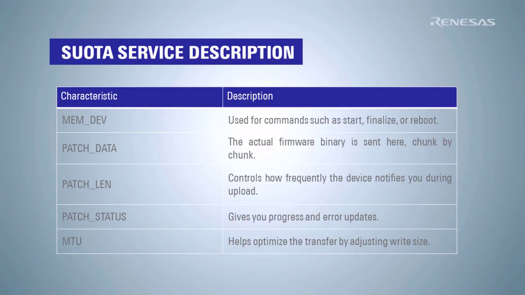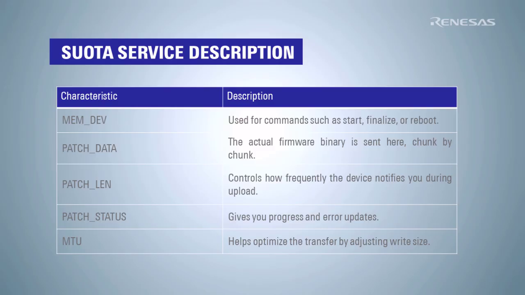The process goes like this: first we discover the SUOTA service on the remote side and then enable notifications from the status characteristic. Then issue the start command, SPOTA_IMG_STARTED or SPI flash command, to begin the update, and then set patch length to control notification frequency. This kind of flow control could be used to avoid flooding the SUOTA-enabled device with too much image data.